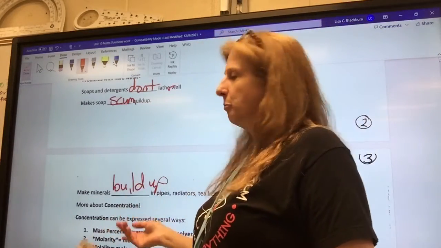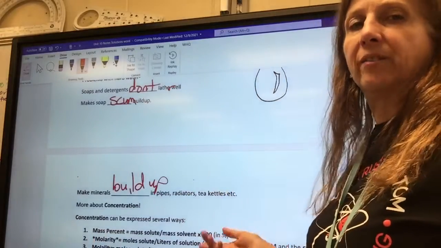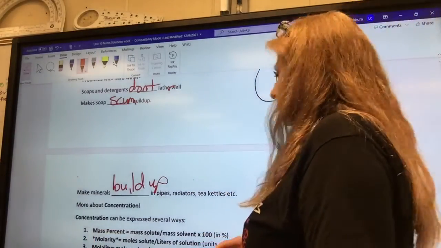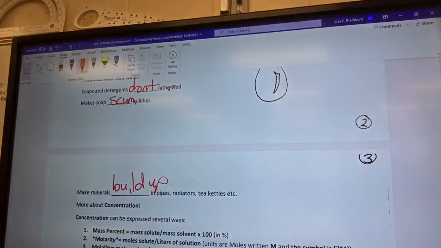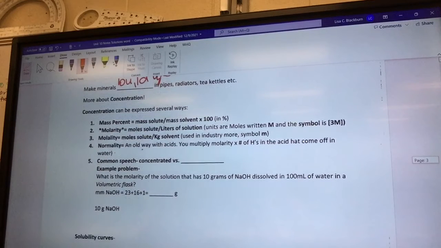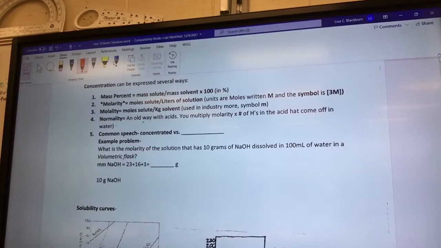Now, there are some more definitions you have to know with concentration. I'm going to try to scroll up. Under that, build up. It makes minerals build up. Okay, so these are some more definitions.